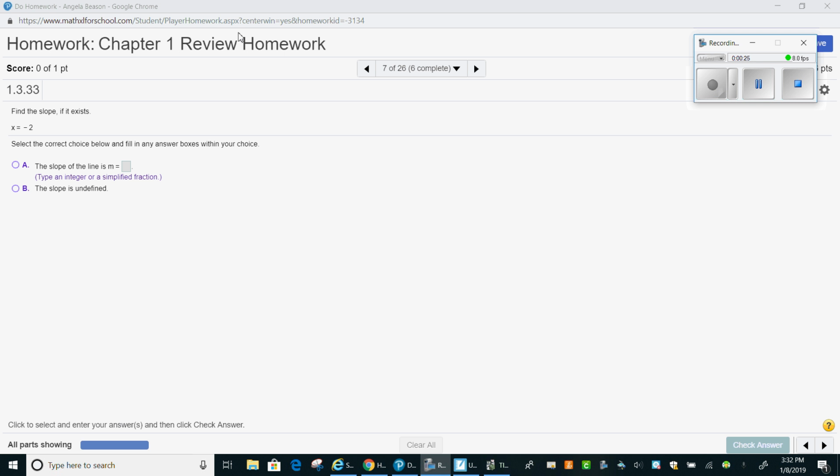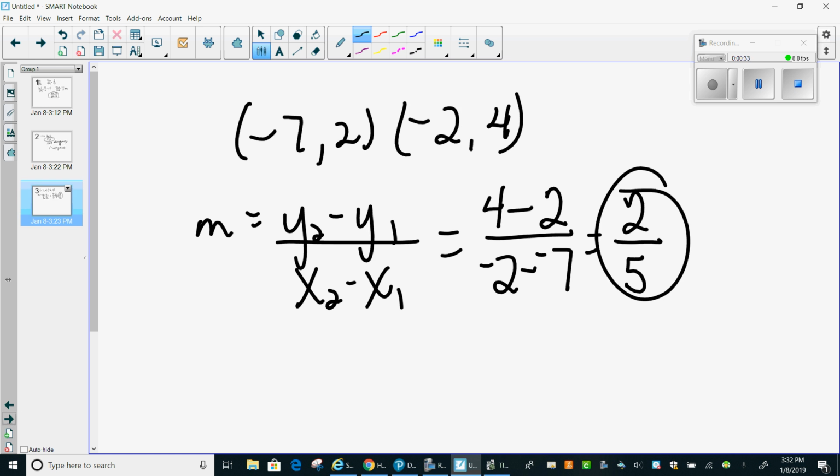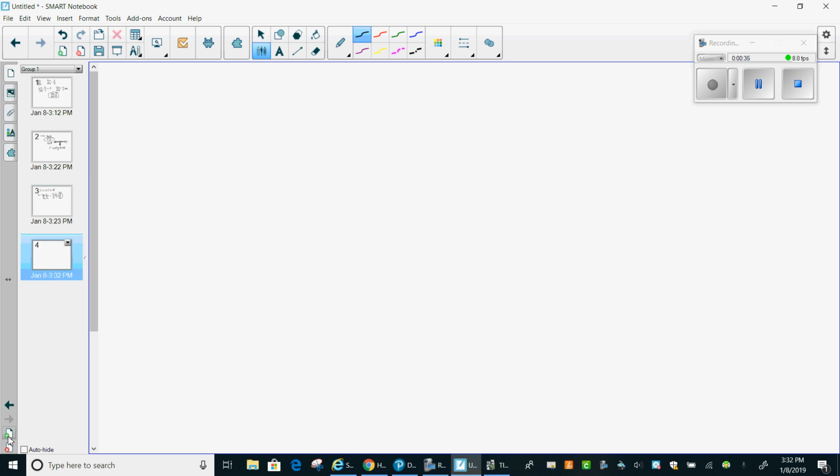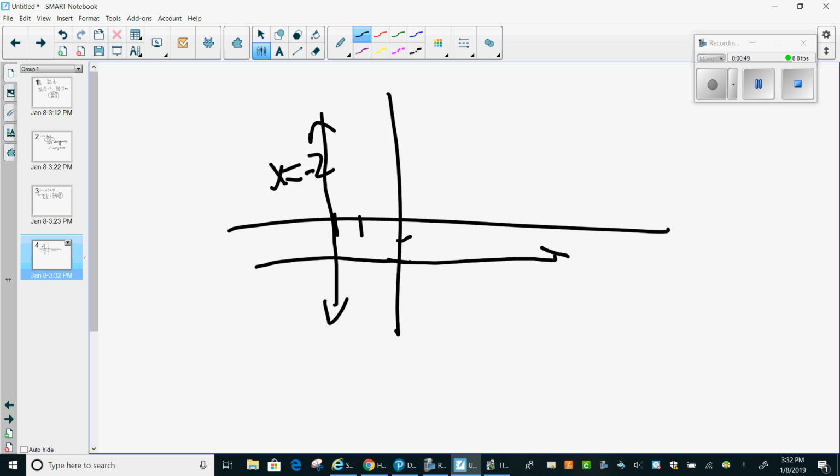So this one says find the slope if it exists, and it tells us that the line is x equals negative 2. If you think about what that line looks like, hopefully you remember that all vertical lines are x equals, so this would be the line x equals negative 2, and if they asked for y equals negative 2, that'd be a horizontal line. So x equals negative 2 is what they're talking about.